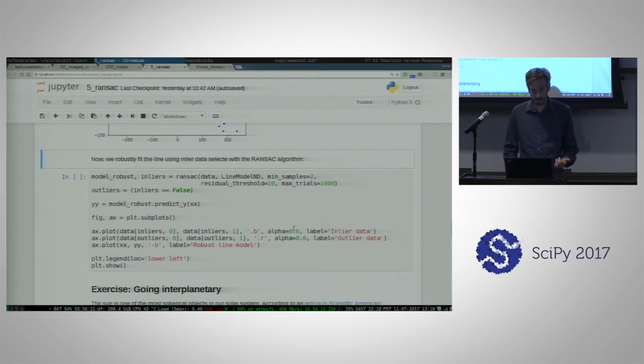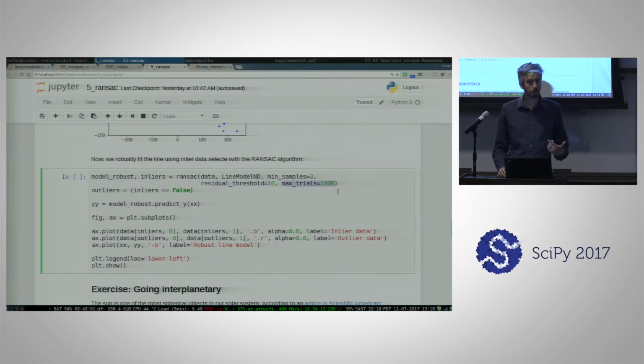So let's see how that works in this data set. We call ransac from the scikit-image measure module. We call it on our data. We say, please fit a line model for us. The minimum number of samples you have to take is 2. You have to pick 2 data points to fit a line model. Here's the residual threshold. That's what you were asking about. A distance of 10 from the line we consider an inlier. And run no more than 1,000 trials.